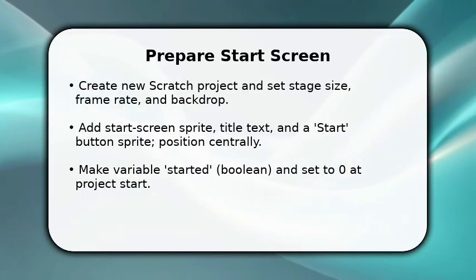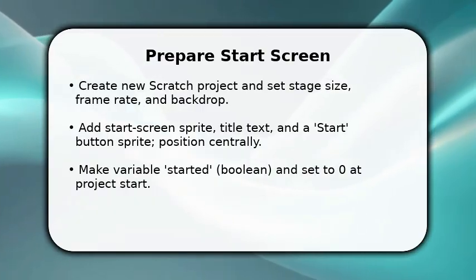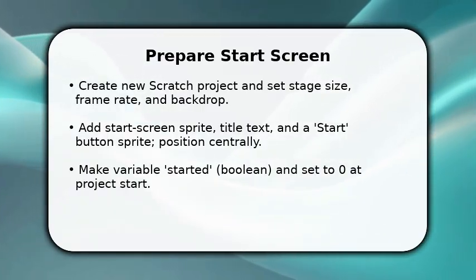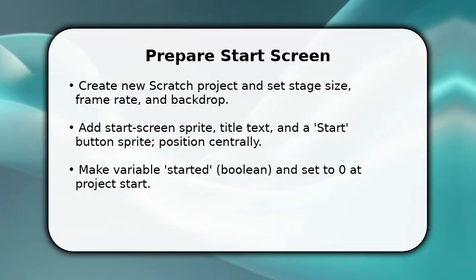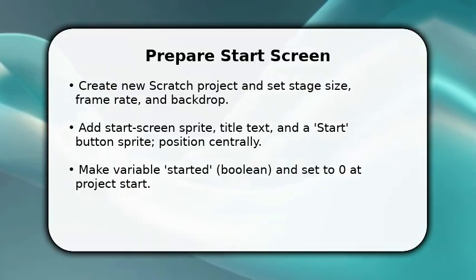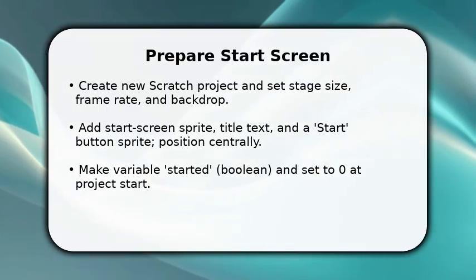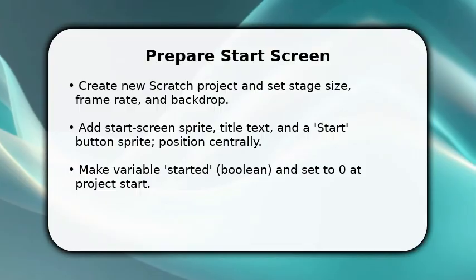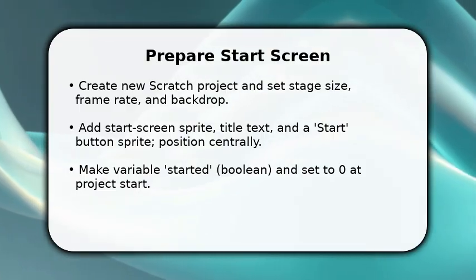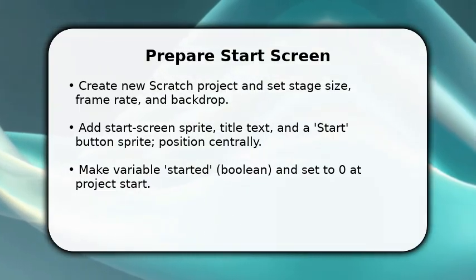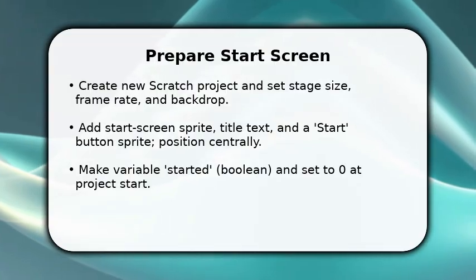You begin by preparing the stage and essential assets so you can build the start experience immediately. Open a new project, set the backdrop, and place a title and a clear Start button sprite. Once done, create a Boolean variable named started and initialize it to 0 in a when green flag clicked block. Make sure the Start sprite and any instructional overlays are visible now.